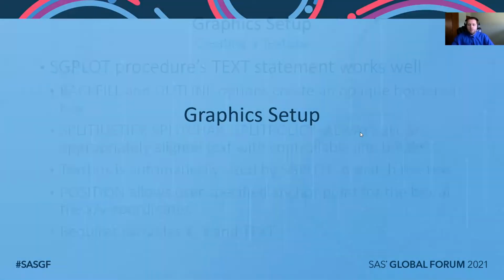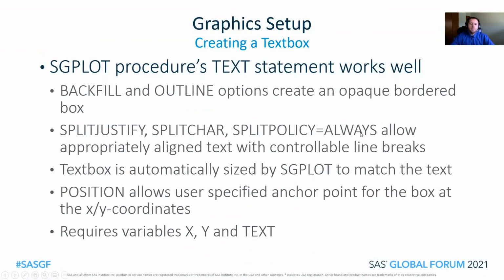So setting up the graphics, creating the text box is the most important part, and the SGPlot procedure's TEXT statement works really well for that. The backfill and the outline options allow you to create that opaque bordered text box that we need. Split justify allows you to justify left, center, or right. Splitchar and splitpolicy allow you to control where you want line breaks. Those are the options that I use in order to create those bulleted lists within the same text box. The best feature that I see is that the text box is automatically sized by SGPlot to match the text.